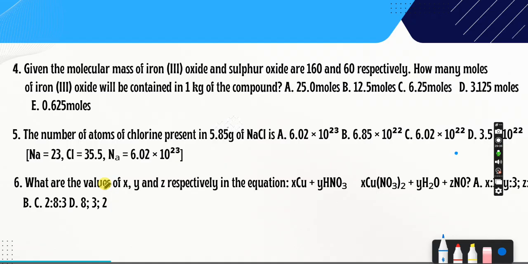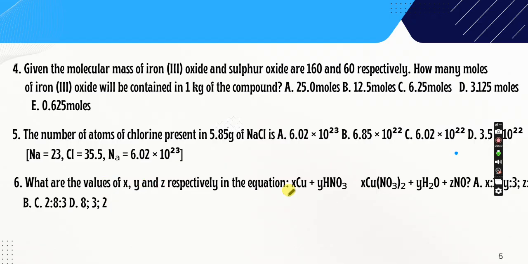The question is saying, what are the values of x, y, and z respectively in this equation? We are asked to balance this equation. But looking through the options, there is no 1 at all, so we should start with 2. Let's put our x to be 2. If copper is 2 here, we'll put 2 here too. Now how many nitrogens do we have on this product side? That is 4, making 5 here, right? But we have just 1 nitrogen here. So let's put 5 here.